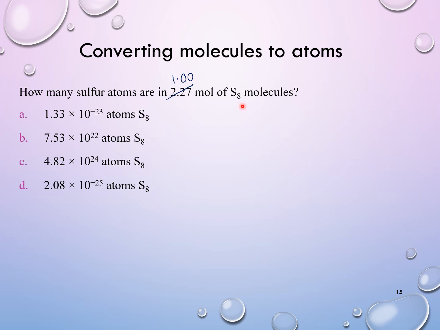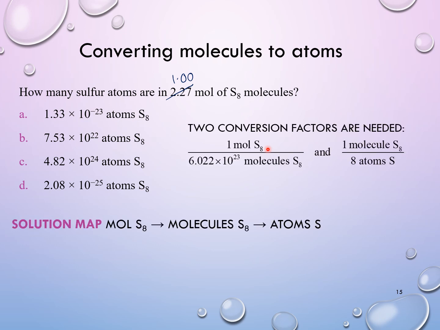to number of molecules. Okay, you use Avogadro's number. And once you get the number of molecules of S8, then you will convert using the fact that S8 has 8 sulfur atoms in it. So these are our two conversion units right here. 1 mole of S8 is 6.022 times 10 to the power 23 molecules of S8. 1 molecule of S8 will have 8 atoms of sulfur.